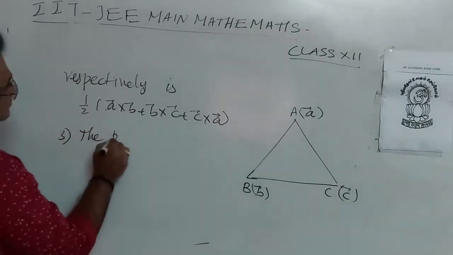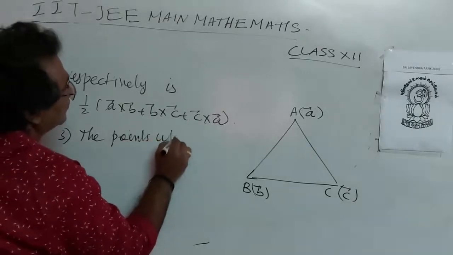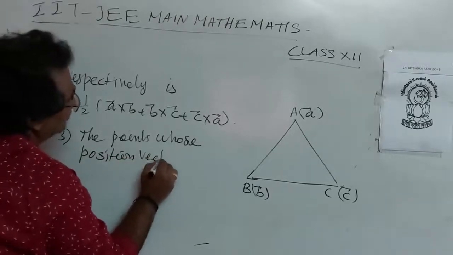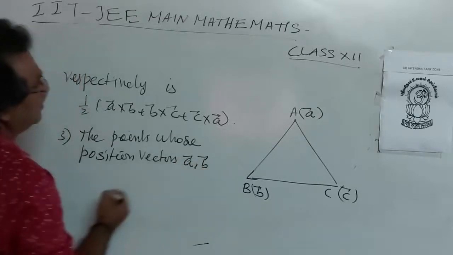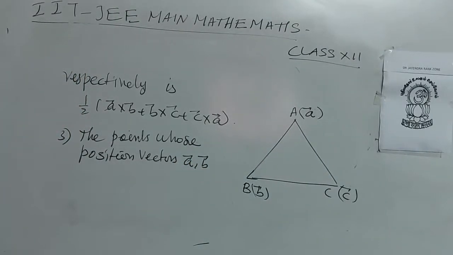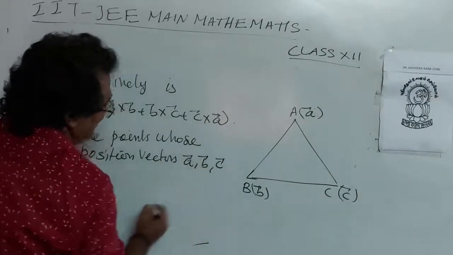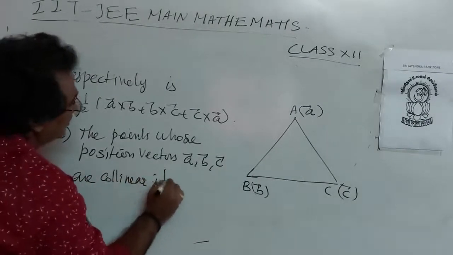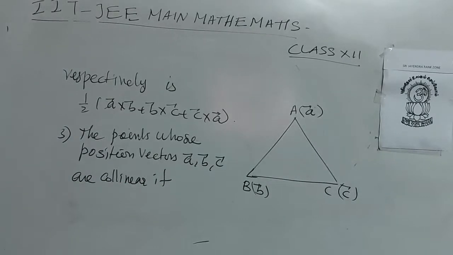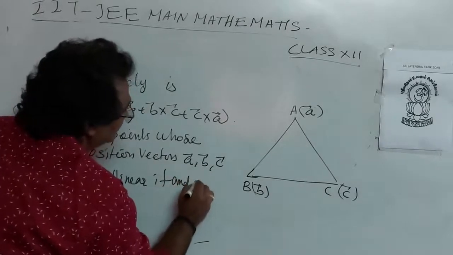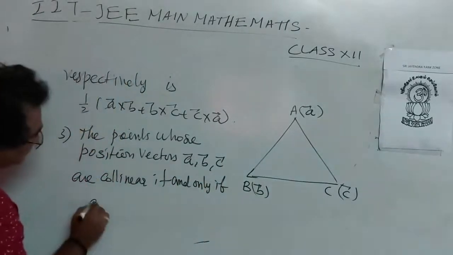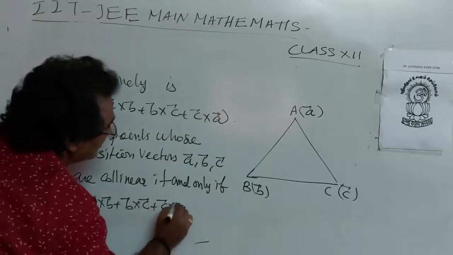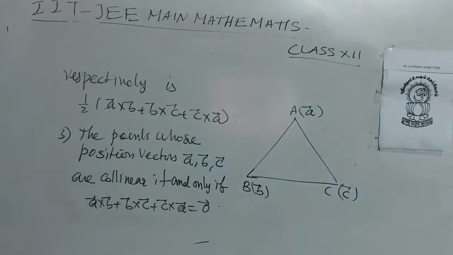The points whose position vectors are A vector, B vector, C vector are collinear if and only if A vector cross B vector plus B cross C plus C cross A equal to 0 vector.